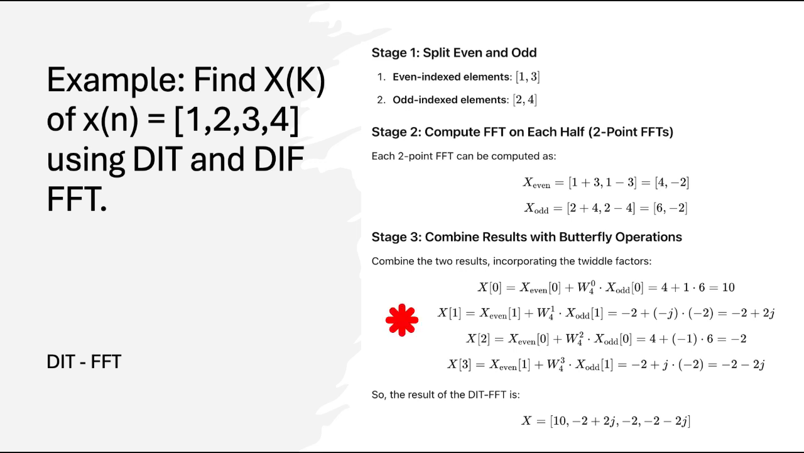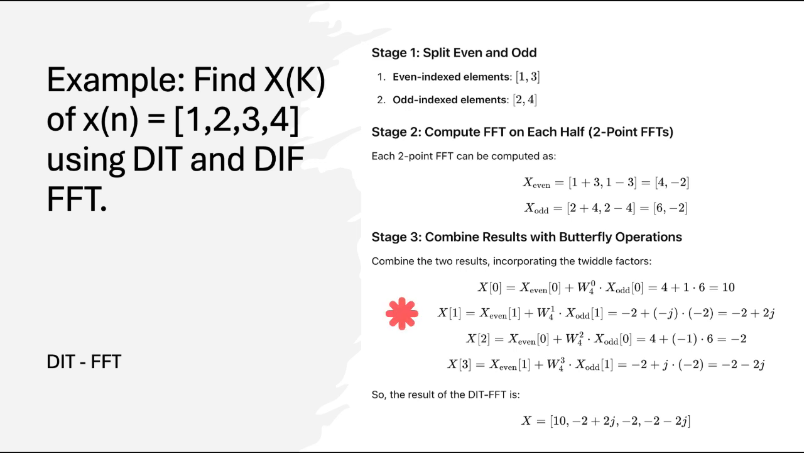Notice we take x sub even of 0 and x sub odd of 0 for the first and third outputs, and x sub even of 1 and x sub odd of 1 for the second and fourth. Let's compute them one by one. X of 0 is equal to 4 plus 1 times 6 equals 10. This is the DC component. X of 1 equals negative 2 plus negative j times negative 2 equals negative 2 plus 2j. X of 2 is equal to 4 plus negative 1 times 6 equals negative 2. This is the Nyquist component. X of 3 equals negative 2 plus j times negative 2 equals negative 2 minus 2j.